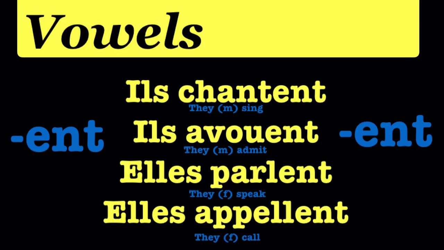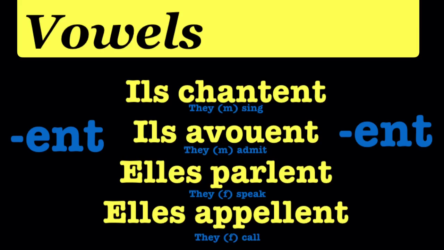Now a note about the combination ENT when it comes at the end of a verb. In this case, it's silent as well. So we have some examples here. Ils chantent, ils avouent, elles parlent, elles appellent. So in each of these cases, we have ENT coming at the end of a verb, and again, it's silent. So just to note, the ENT ending is often attached to the third-person plural form of certain verbs. That would be the form used with they, as in they sing, or they admit, etc.